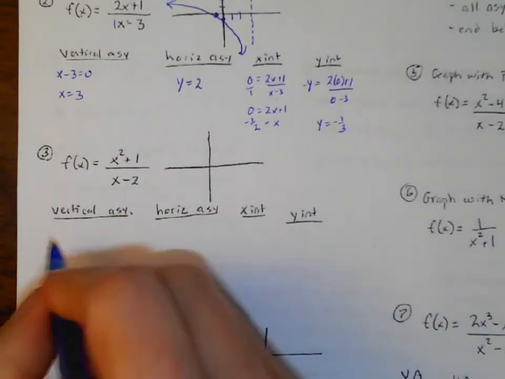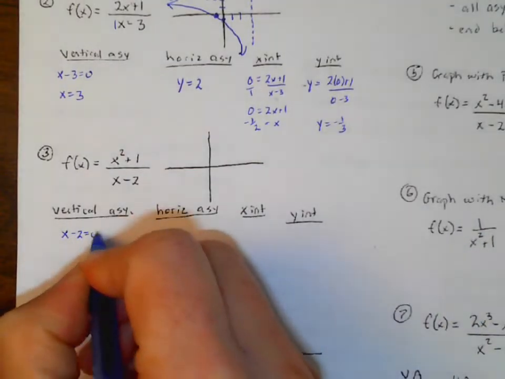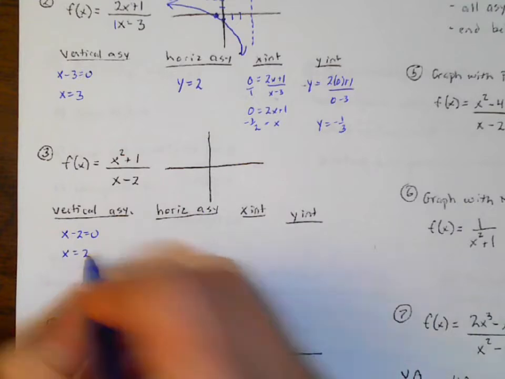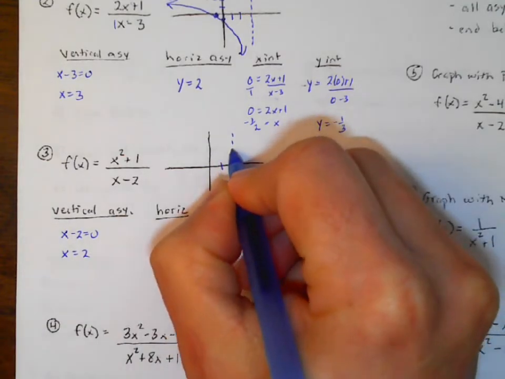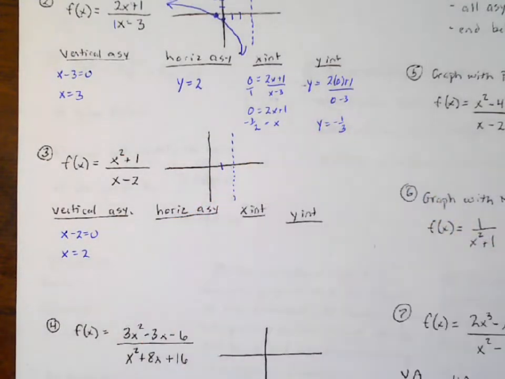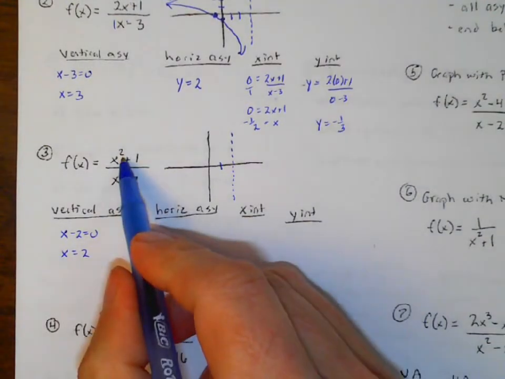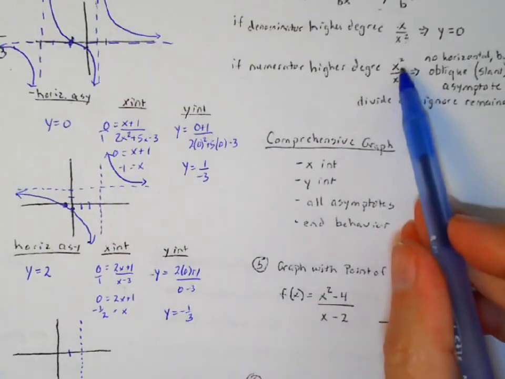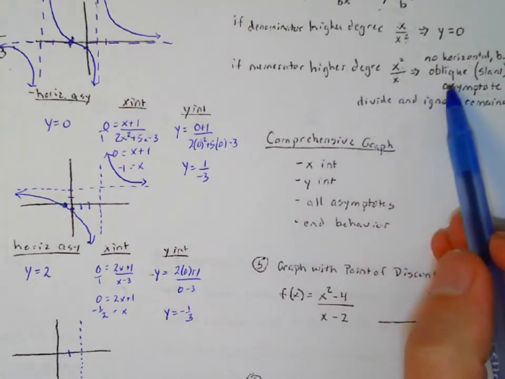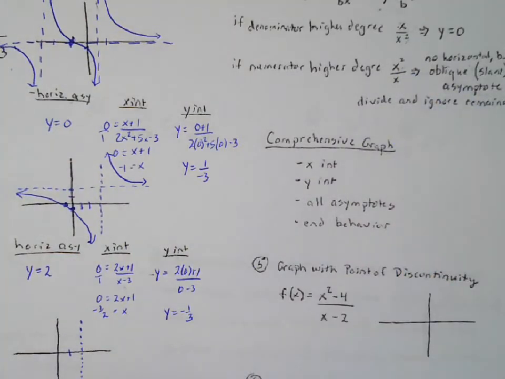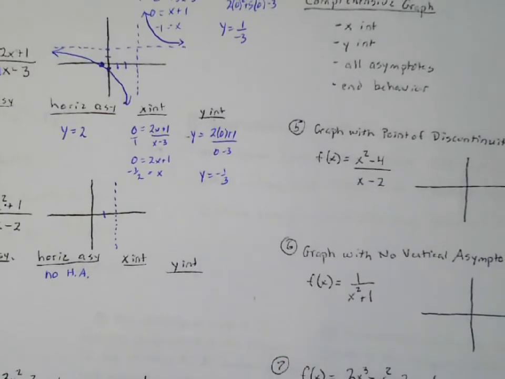So vertical asymptote, when you set the bottom equal to 0. So I know at 2. And the horizontal asymptote, okay, it's bigger on the top. So bigger on the top means there's no horizontal. So it has no horizontal asymptote. But let's actually find that oblique or the slant one. So we're going to do that by dividing.